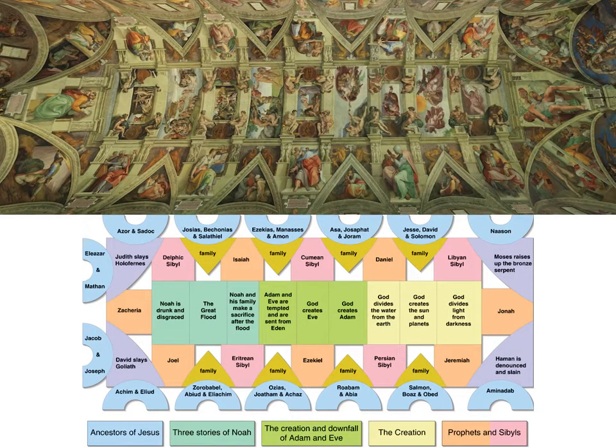So here's to show you exactly what is on each of the panels. You have 9 central panels in the center that depict the Old Testament story of Genesis. So that is from God dividing light from darkness all the way to Noah is drunk and disgraced.